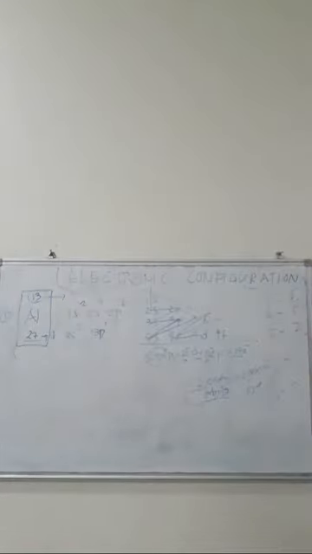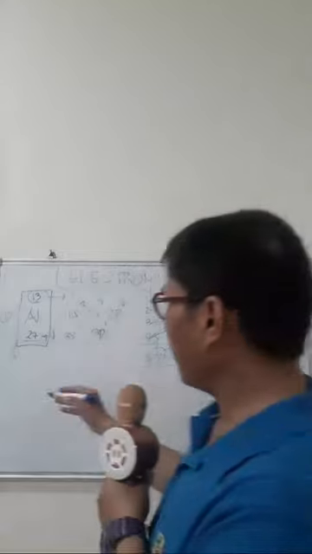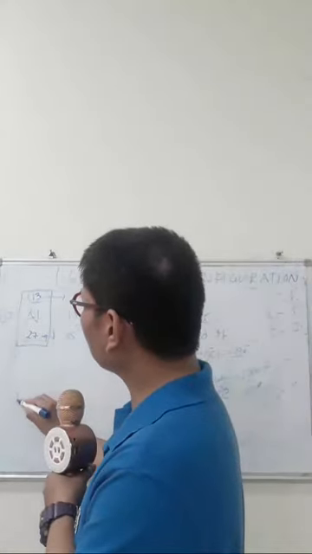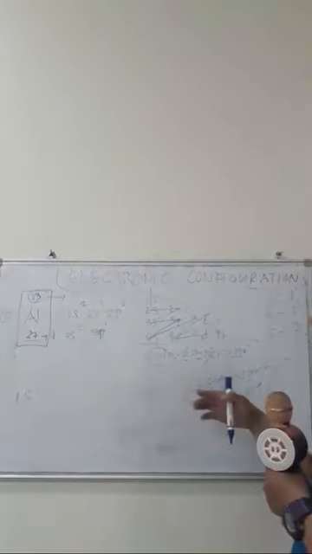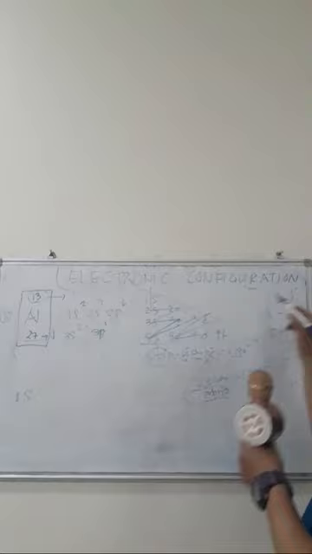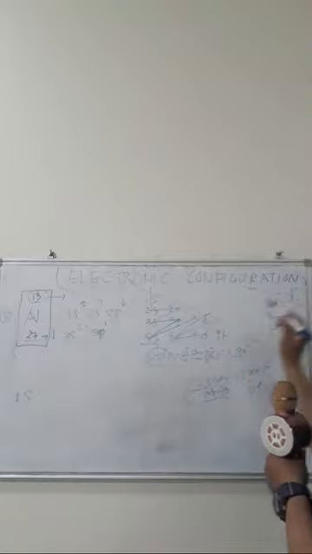Next, the question was: what is the electronic configuration in terms of orbital diagram? That's another question. If the question asks for the electronic configuration of aluminum, that's the answer already. But if the question asks for the electronic configuration in terms of orbital diagram, the answer will be another thing. So you will start with 1s. How many orbitals does s have? 1, 3, so 1 orbital.